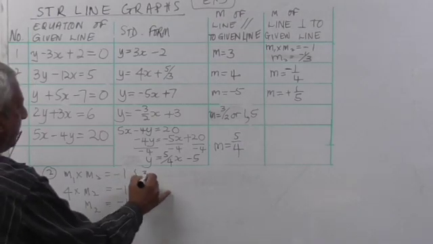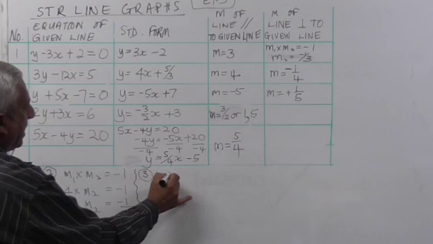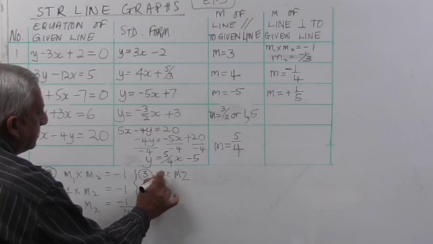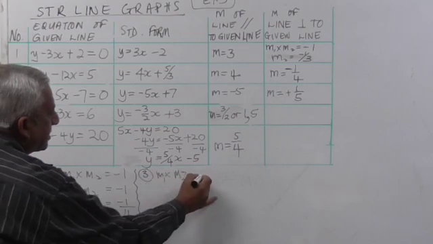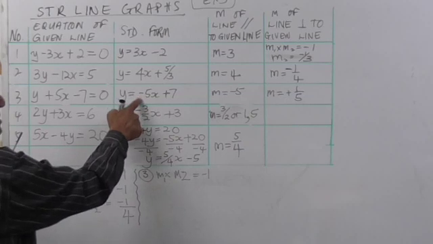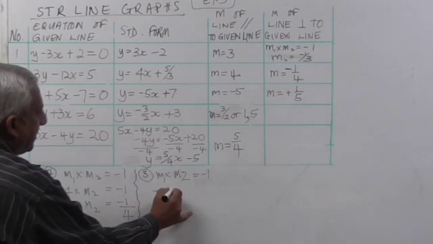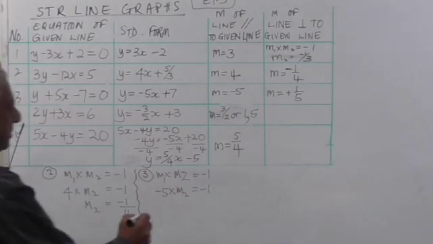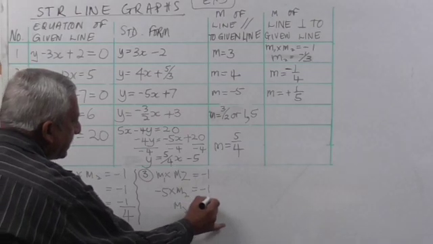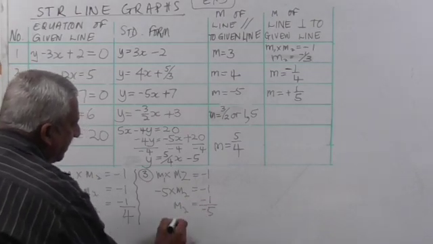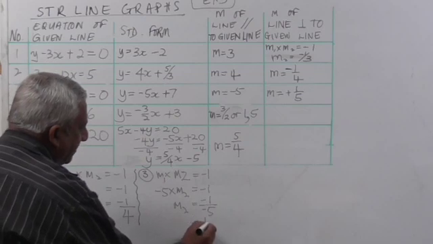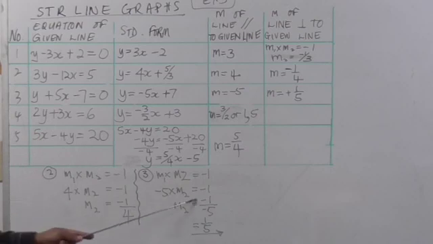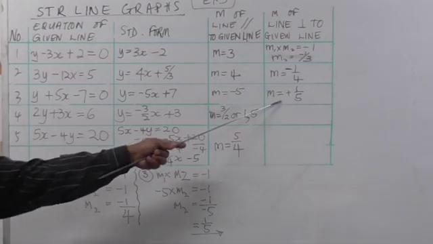Once again, I'll do the full working for number 3. M1 times M2 must give me negative 1. So M1 is negative 5. So negative 5 times M2 is equal to negative 1. So M2 is equal to negative 1 divided by negative 5. And negative 1 divided by negative 5 is positive 1/5. So negative divided by negative is positive 1/5.